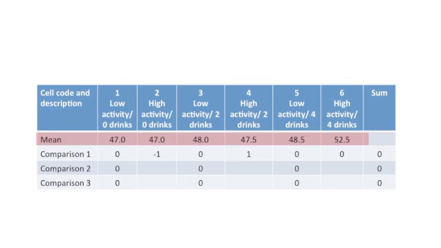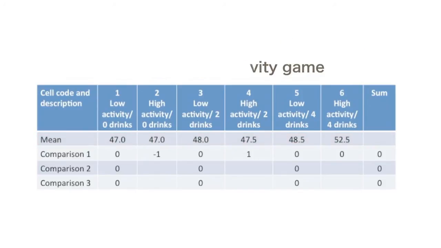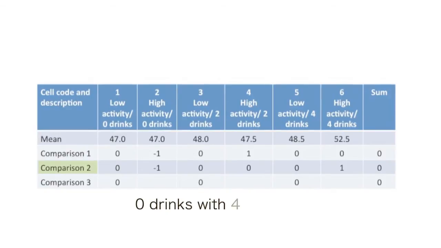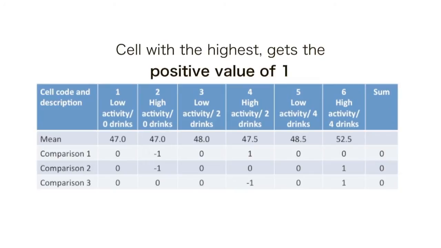Now the next question I want to ask is, how many comparisons am I interested in for just the high activity game? Well, in comparison 1, it's 0 drinks with 2 drinks. In comparison 2, it's 0 drinks and 4 drinks, so I assign a 1 or a -1. In comparison 3, it's 2 drinks with 4 drinks. So again, I assign a 1 or a -1. The general rule of thumb is that the cell with the highest mean gets a positive value of 1.